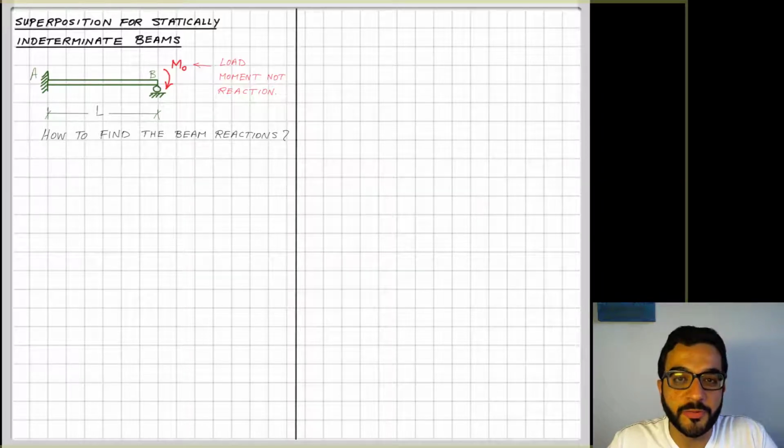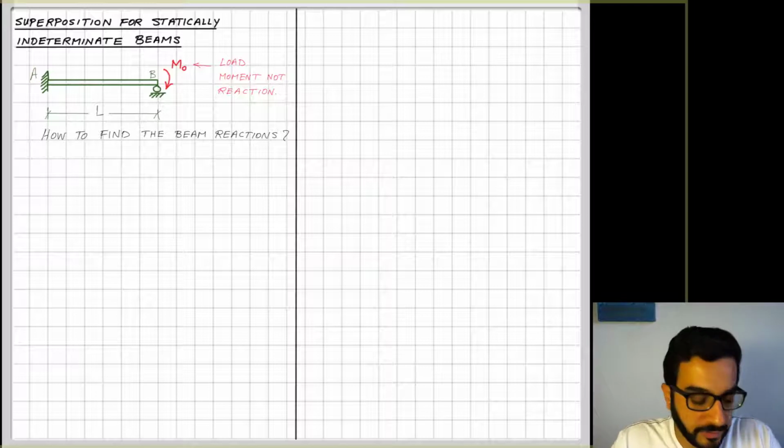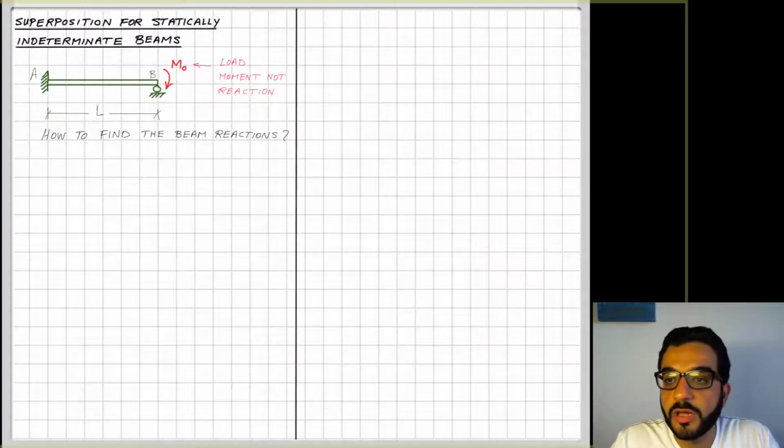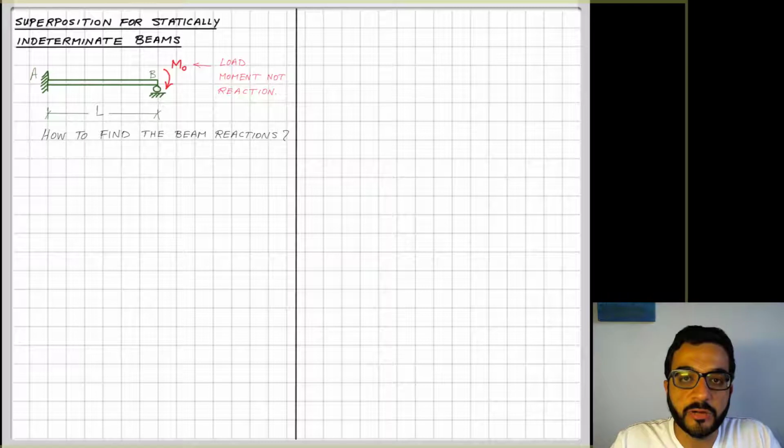Welcome. In the previous video, we learned about the use of superposition to aggregate the deflection of different load cases to figure out the deflection of the beam under collective application of these load cases. And we'll use what we learned from this video, the superposition method application in beam deflections, to figure out how to solve statically indeterminate beams.